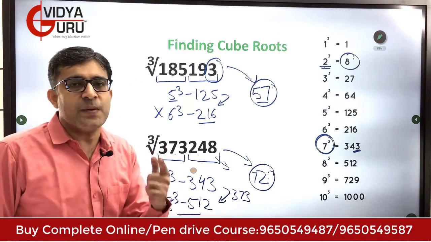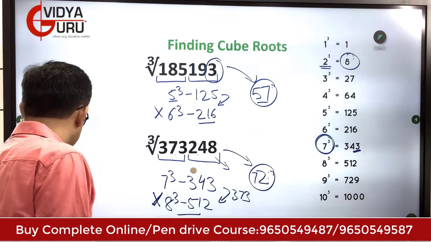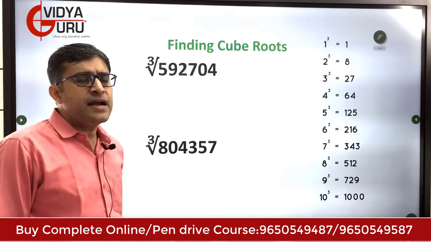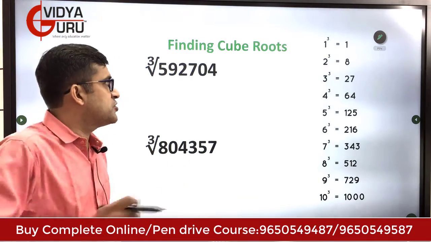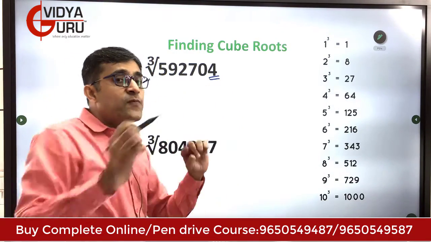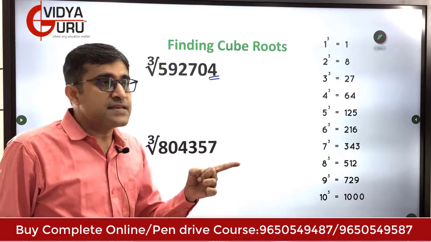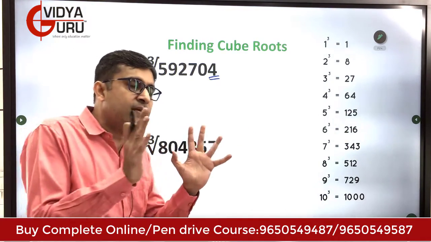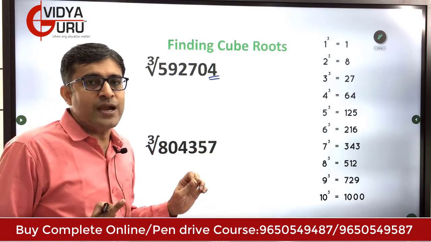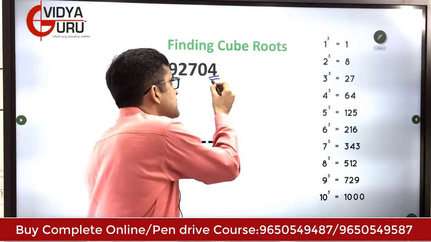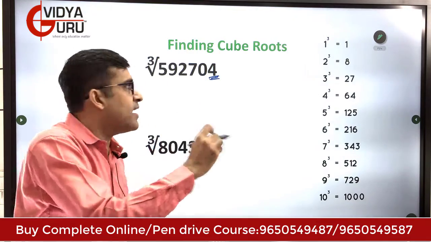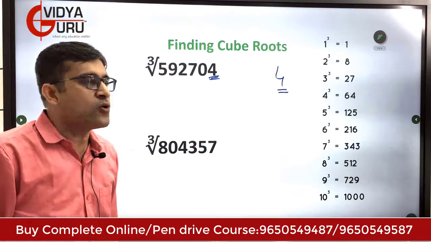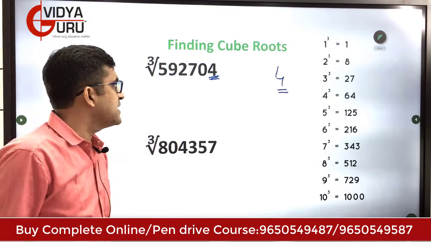Now it is going to be a 10-second job. Let's see. 592704. Now I know 1, 4, 5, 6, 9 have a very simple property that their cube roots will also end in the same digit. So it is 4. The units digit of the cube root will also be 4.